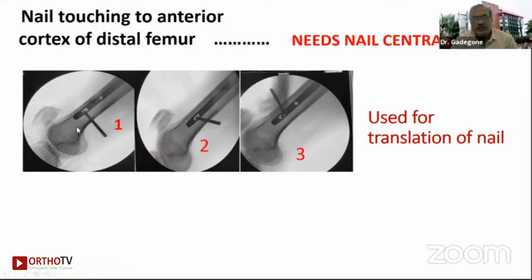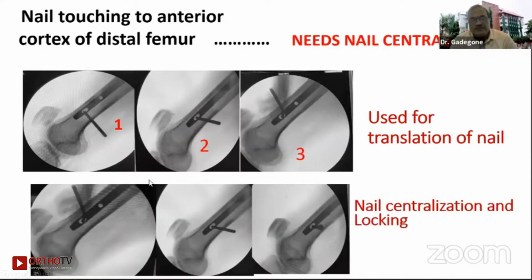In that case, you cannot lock it like this because there will be a stress riser and you will make it a fracture at the tip of the nail. Therefore, you can do a translation of the nail by putting a needle, a Steinmann pin, inside the hole eccentrically, then depress the nail, and you can see here it is centralized. After this, you do a first locking here. It is locked here so that you can remove, re-drill it, and nail centralization and locking is done.